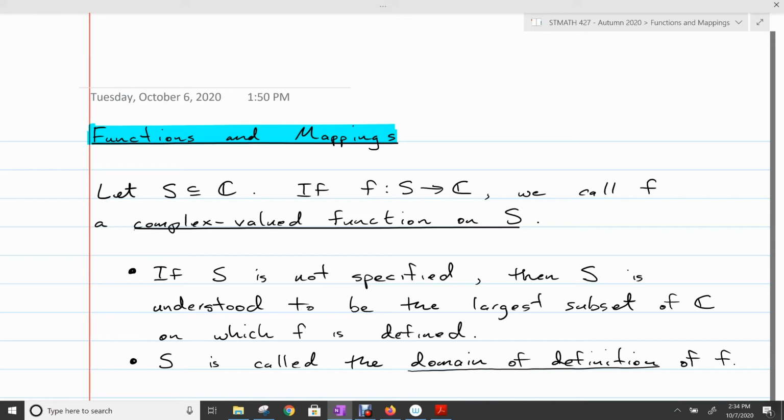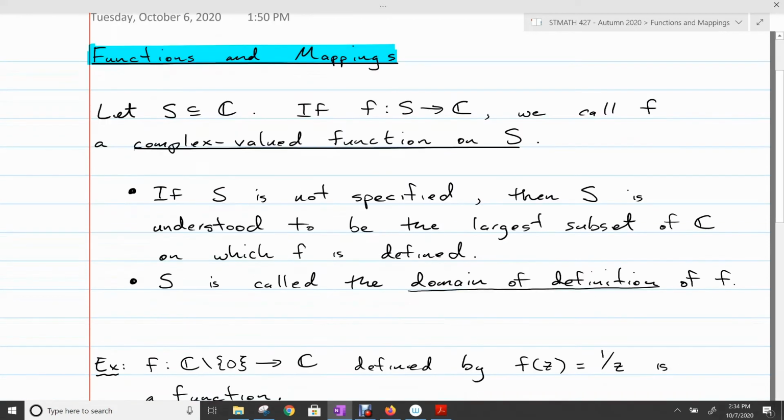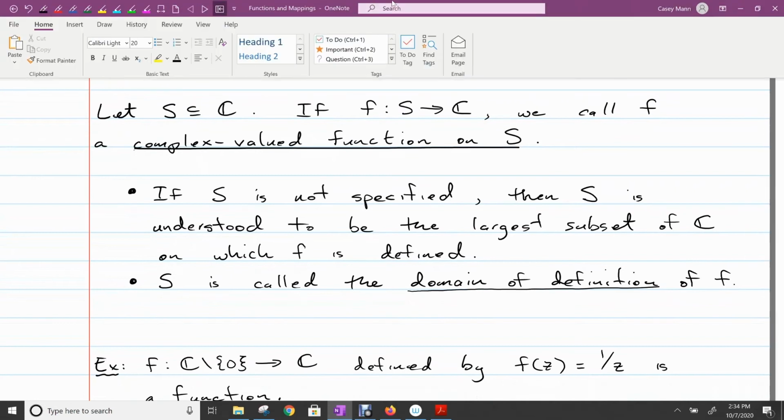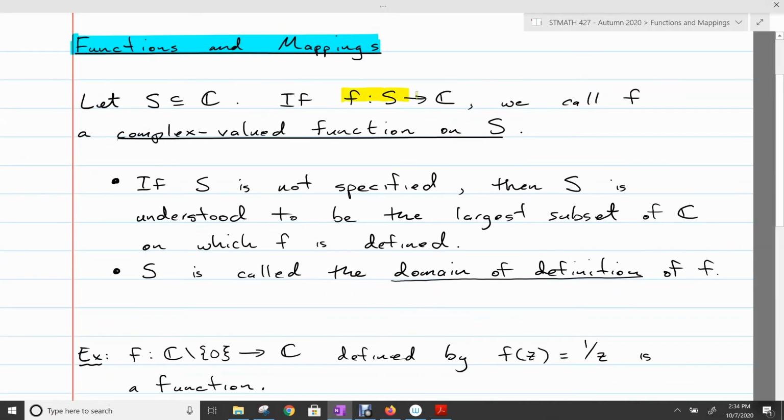Hello, complex analysis students. The topic for today is functions and mappings. So we're going to begin just by talking about functions. Now, in your foundations class, you've already learned the formal definition of a function.